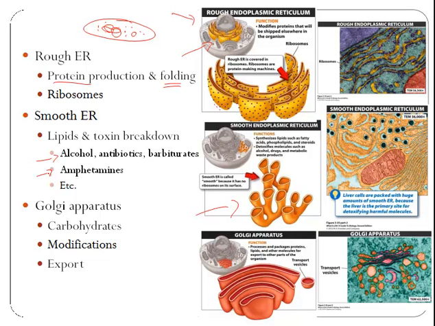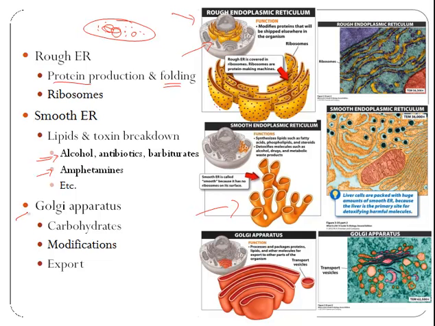But over time, the smooth ER can do very much like the mitochondria. Remember when we talked about the mitochondria, endurance training can increase the amount of mitochondria. Well, if you drink alcohol on a regular basis or take antibiotics or any of these other illegal substances, then you're going to force your cells to respond by growing more smooth endoplasmic reticulum. And as you have more and more of the smooth ER, you need more and more alcohol or antibiotics to get the same effect.